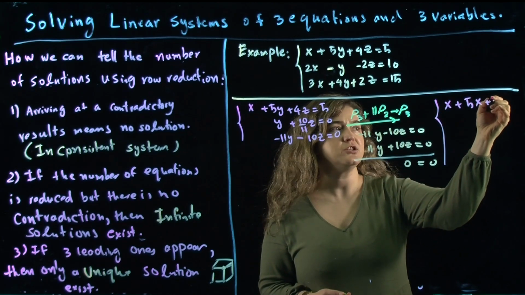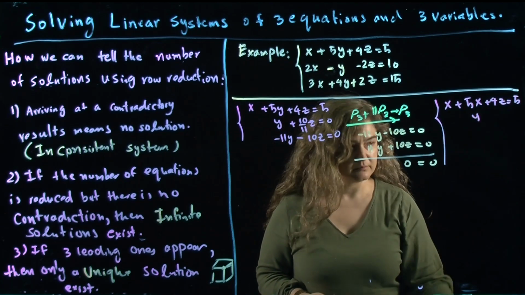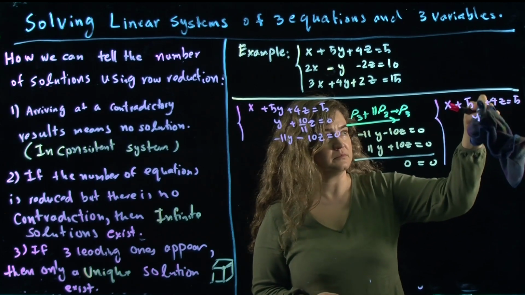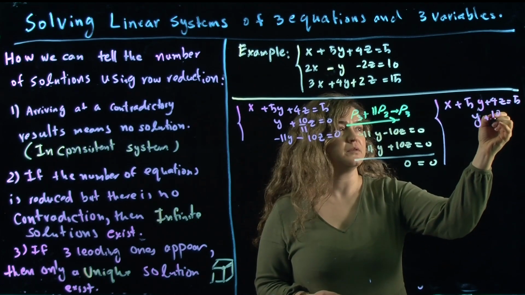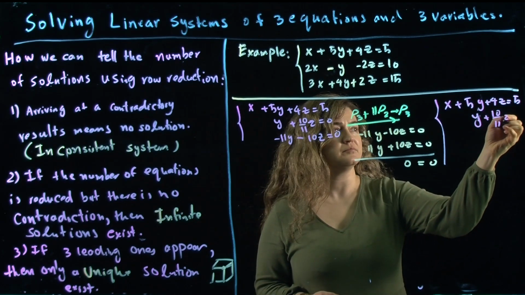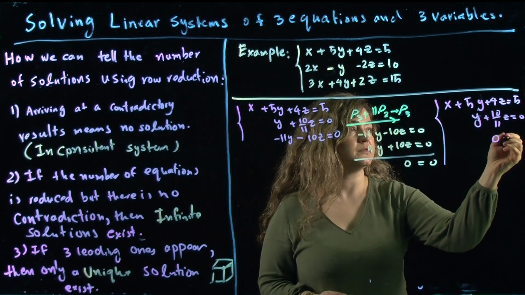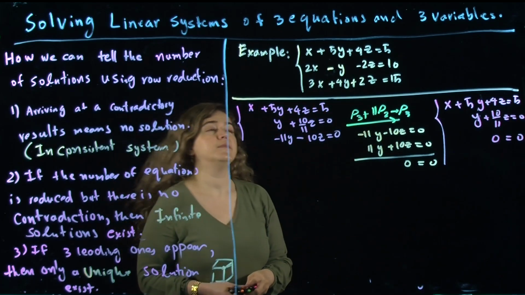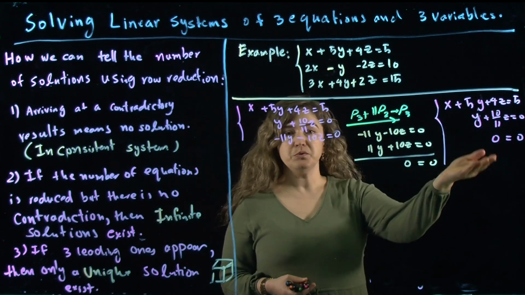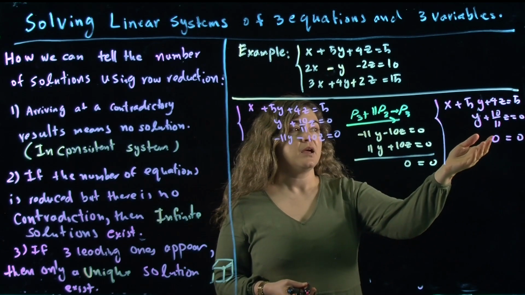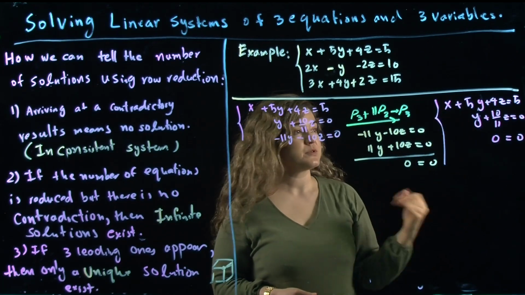First row does not change. Second row does not change. The only row that is changing is the third row. So here we reduced the system into a system of 2 equations and 3 variables.